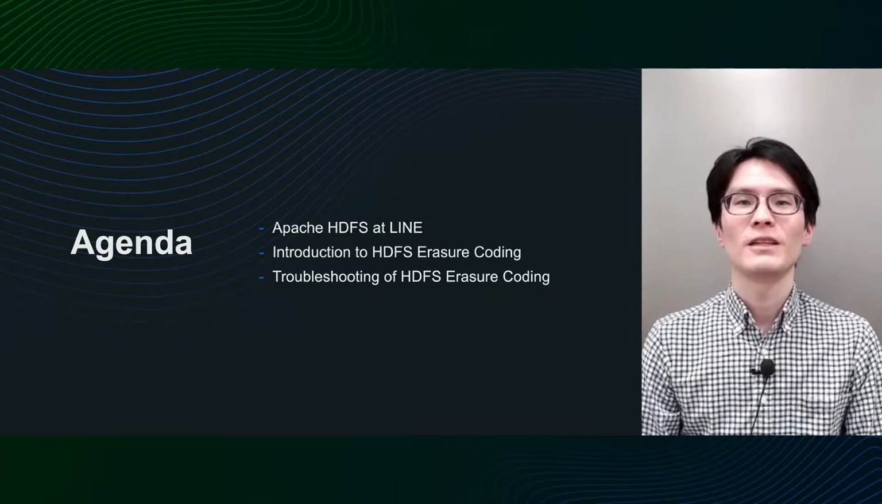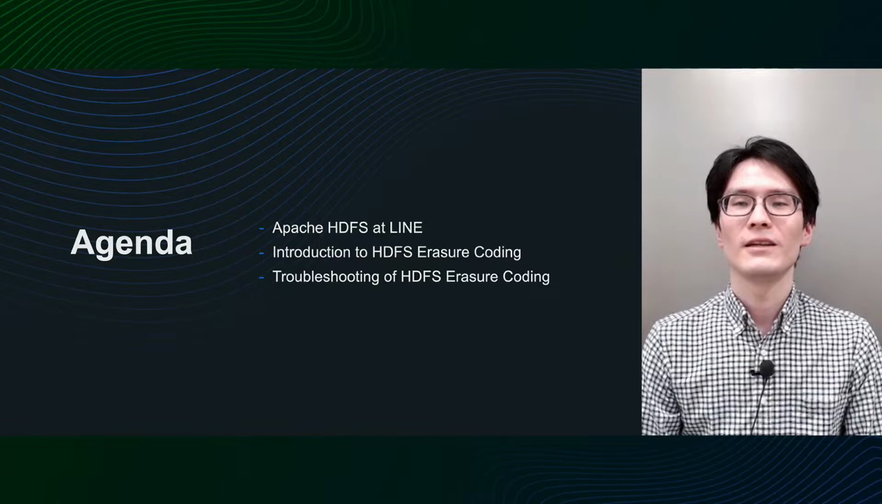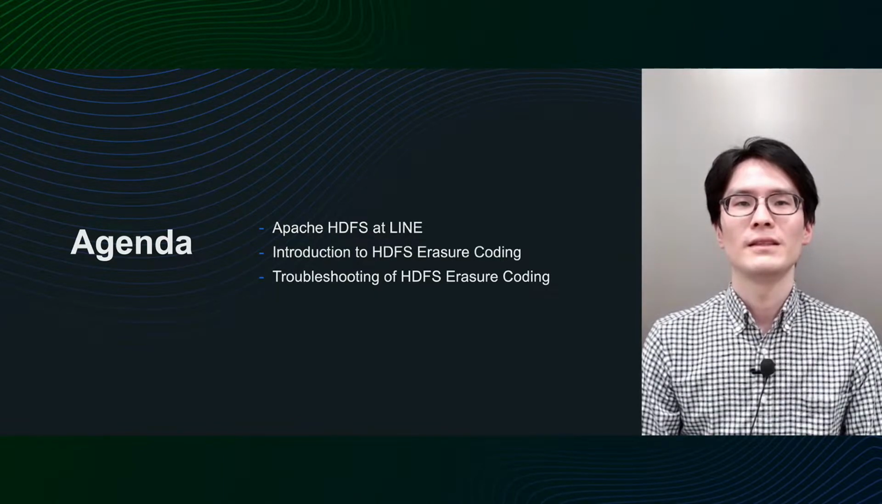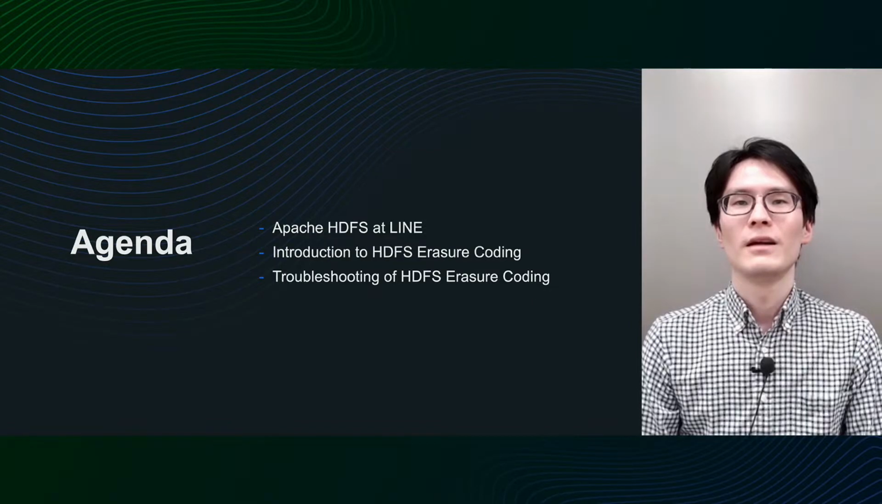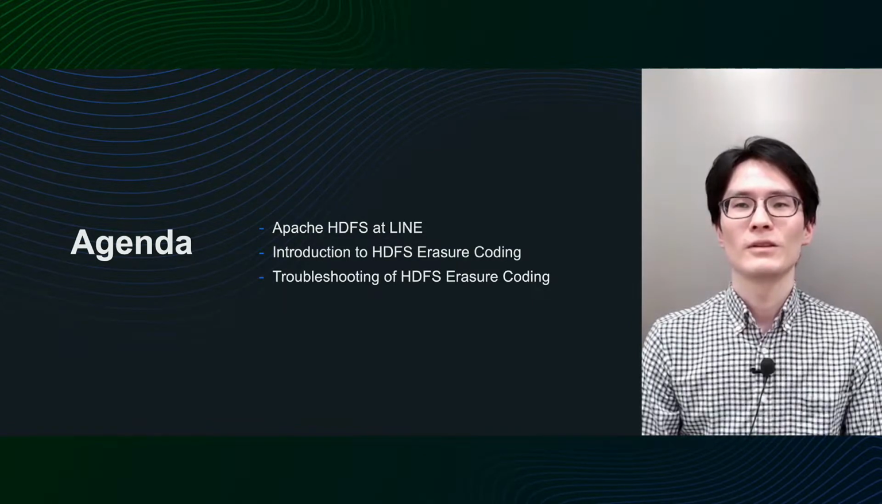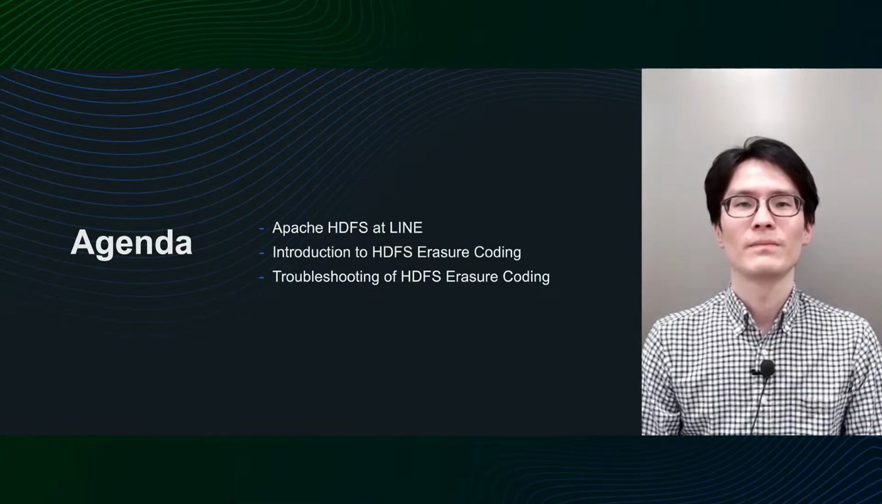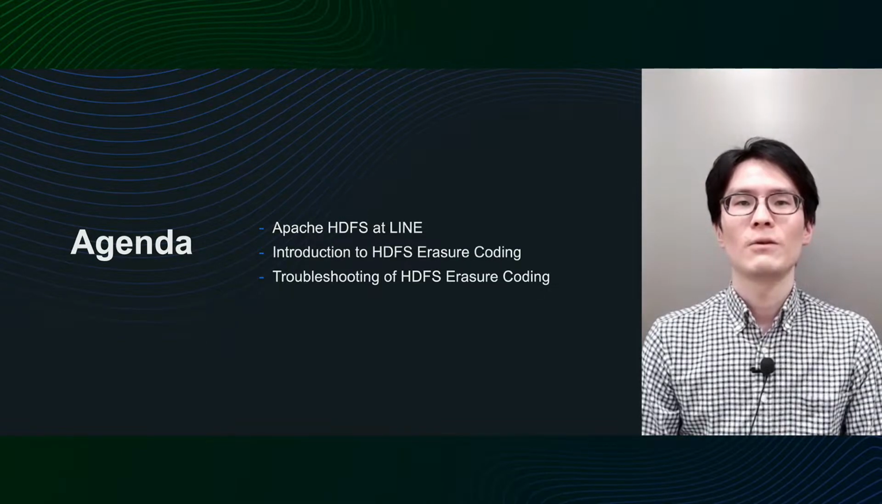Hadoop has two major components: HDFS, which provides the storage function, and Yarn, which provides the computation function. Today, I would like to talk about HDFS. At Line, we are trying to reduce infrastructure costs by utilizing a feature of HDFS called Erasure Coding, which is designed to store data more efficiently.